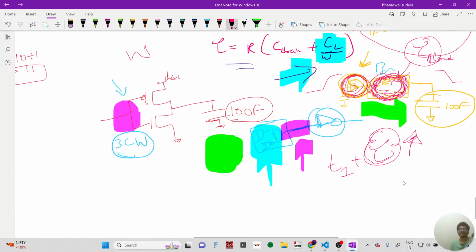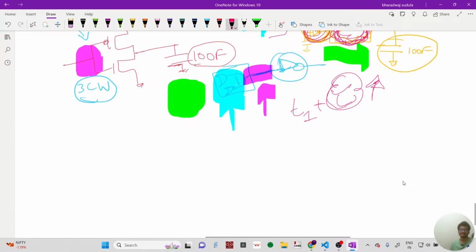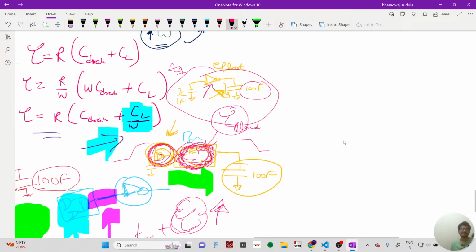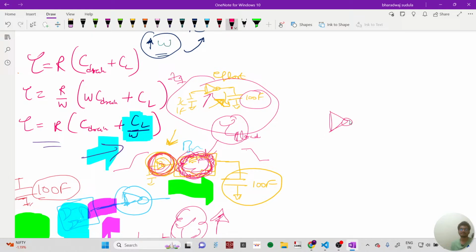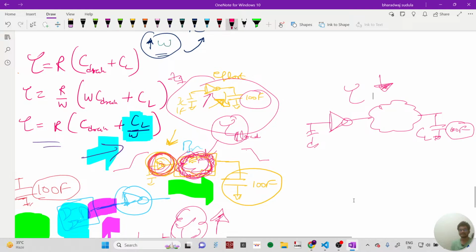That's the beauty that we are going to be discussing now. Actually, if you place some logic gates in between the output of the inverter and this giant 100 farad cap, it can be anything. CL is really big, and if you add some logic block within this cloud, your propagation delay will reduce. We'll see how and why.